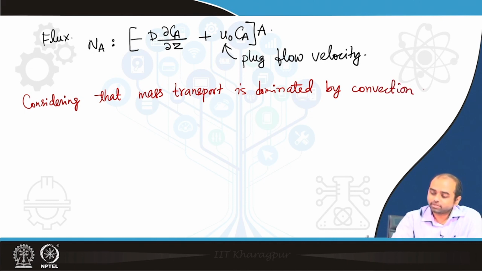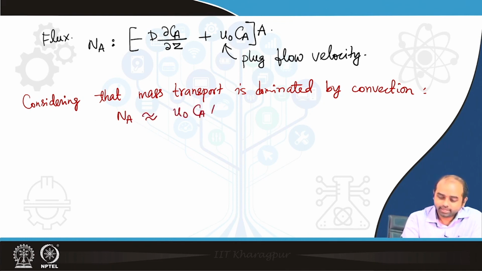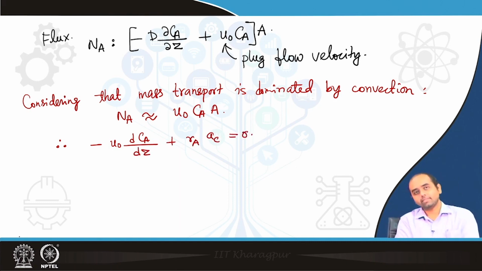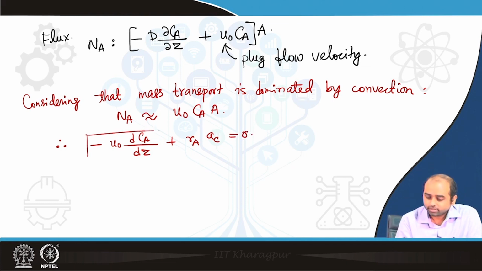Okay. So, if the mass transfer is dominated by convection, this N A is proportional to U0 C A, right. So, we can write the main equation, taking the limits of delta z tending to 0, as minus U0 dCA/dz plus R A AC is equal to 0, isn't it? It is a simple first order linear equation.